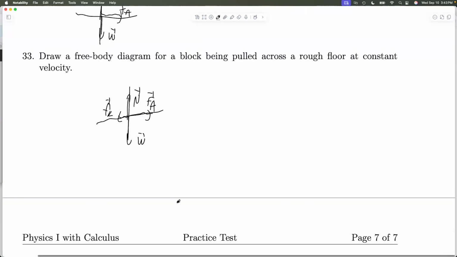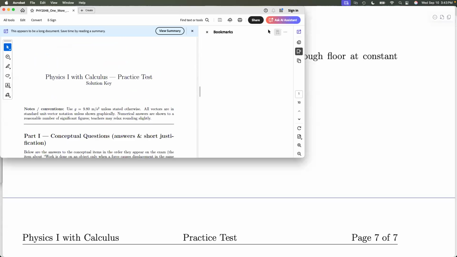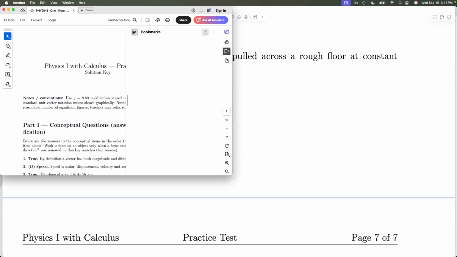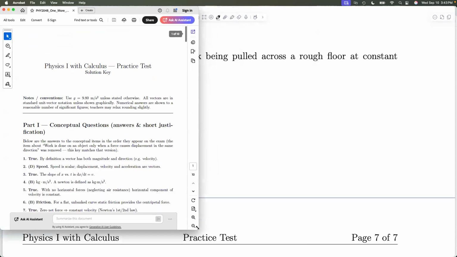Real quickly, let's take a look at all the answers that ChatGPT spit out and compare. I wonder if I can get these side by side. I've got to get to class in a minute.